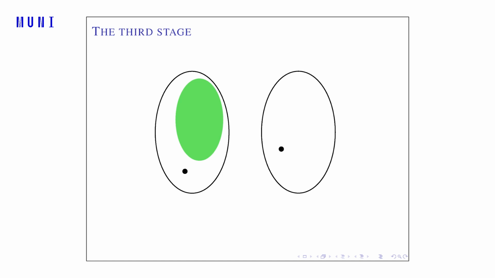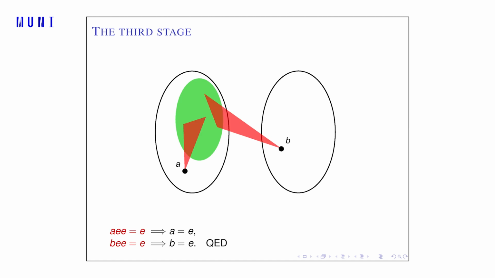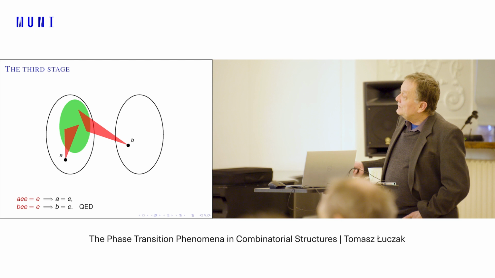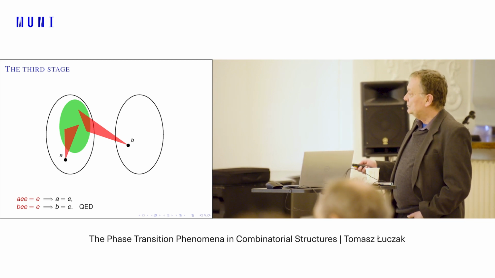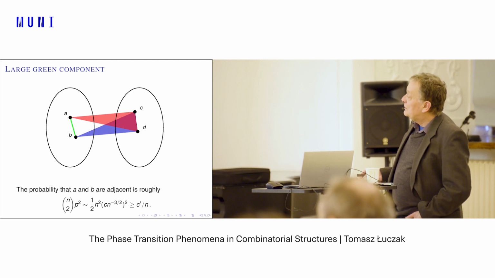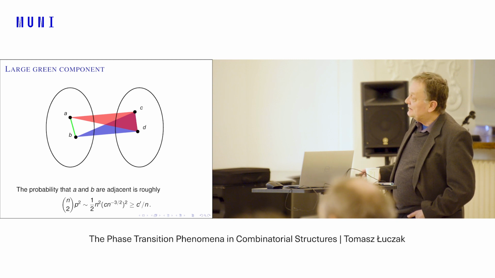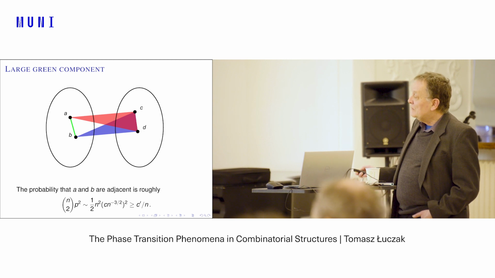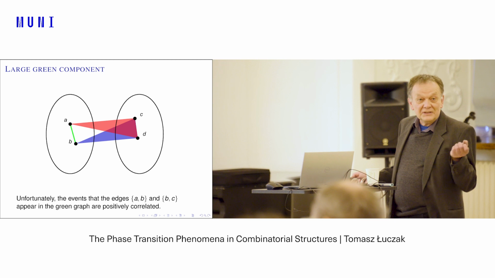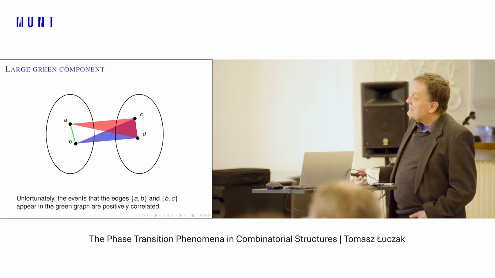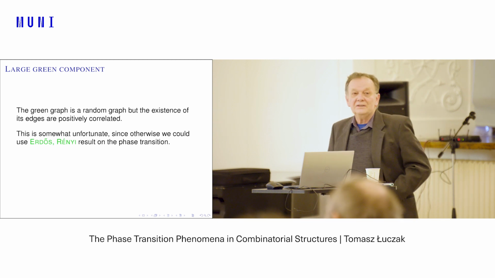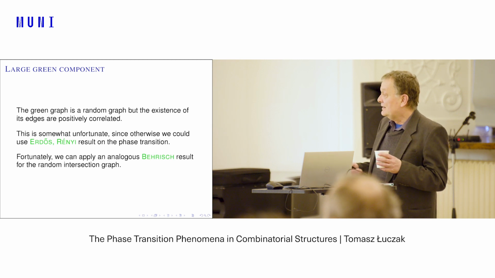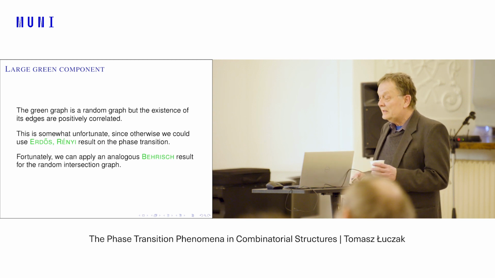Finally, in the third stage, you can easily prove that for every vertex here, there is a generator which has two other vertices in this component. So everything here must be equal to the neutral element. This is the end of the proof. Basically, for this large green component, if you compute the probability of connecting it, it's like c over n. So we can almost use the Erdős–Rényi result on the phase transition. Not quite, because these edges are positively correlated, but there is an analog of Erdős–Rényi for this particular case, and basically we can finish the proof, because this was the only gap in the proof.